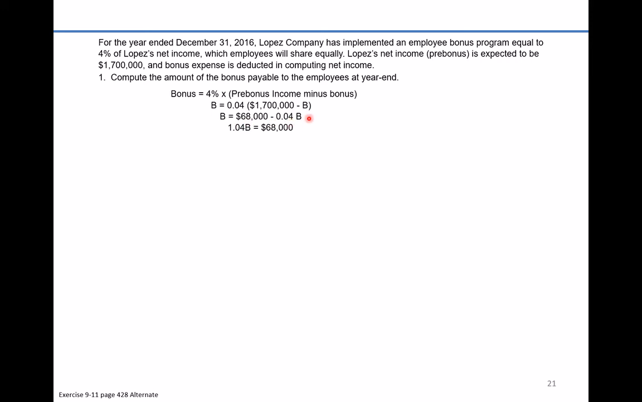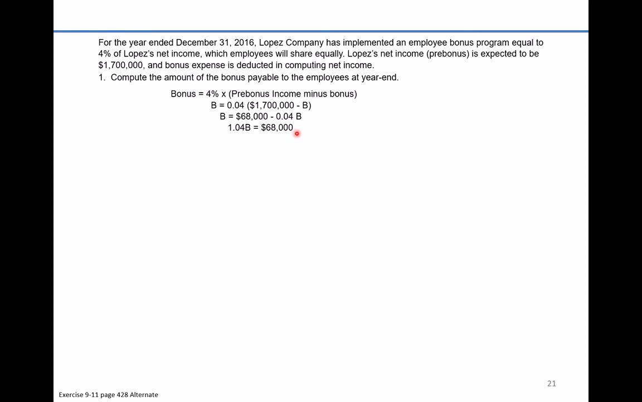Add 0.04b to both sides. This side cancels out, and over here we're left with 1.04b, and that equals 68,000. Are we finished yet? No. We know that 1.04b equals 68,000, but that's not what we want, right? We want to find out what b equals. What is the amount of the bonus that employees are actually going to get? How do we solve that?